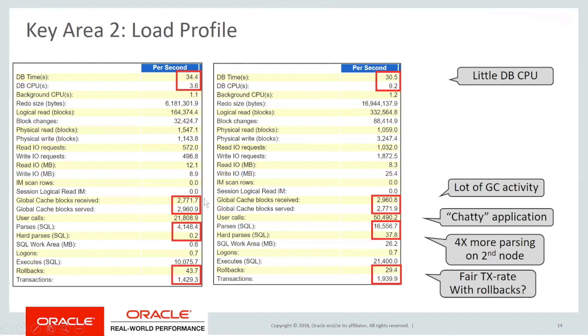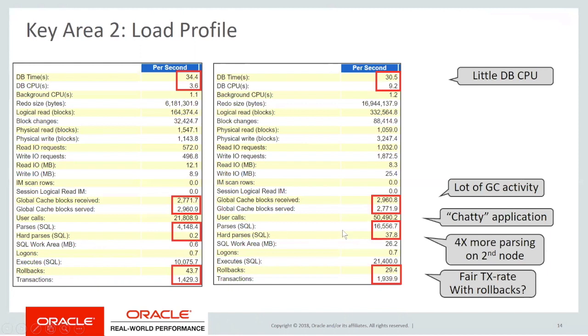The other thing we notice is that there's quite some global cache activity going on both nodes. It's a very chatty application. Per second, we're getting 21,000 calls from the application servers into the database over here and 50,000 calls over here.